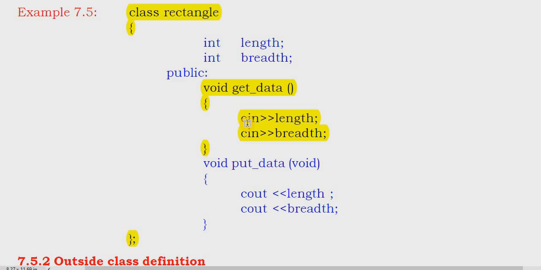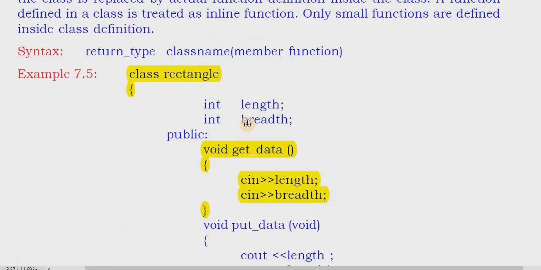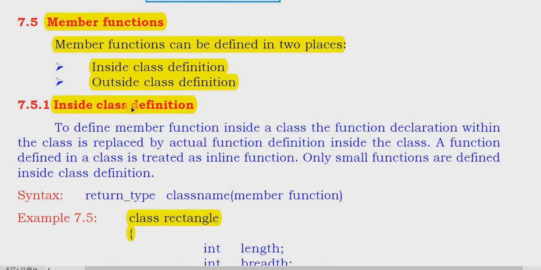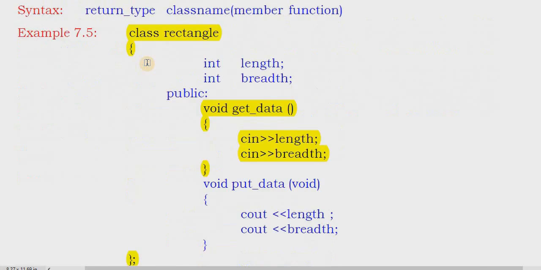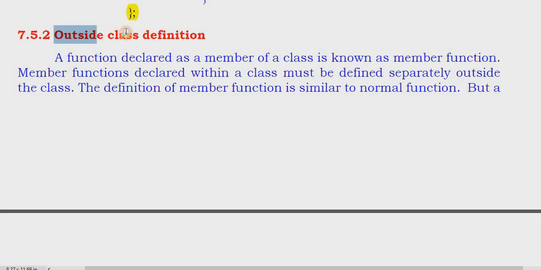This function is defined inside the class body. So any function which is defined inside a class body is called an inside class definition member function. So inside class definition function, it is very easy. मीन्स किसी भी फंक्शन को हमने क्लास के बॉडी के अंदर डिफाइन किया तो उसको इनसाइड क्लास डेफिनेशन बोलते हैं. सो उसका अपोजिट है आउटसाइड क्लास. आउटसाइड क्लास मीन्स if any function which is defined outside the class body, that is called an outside class definition member function.